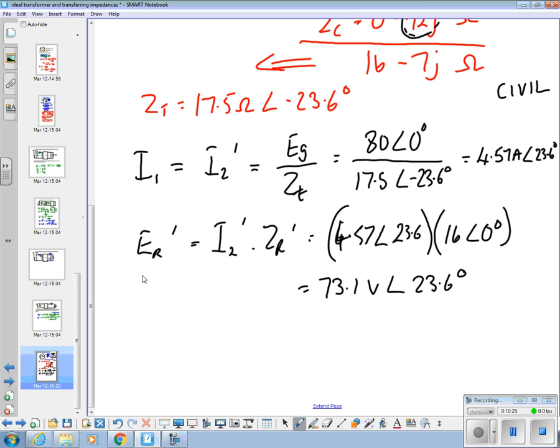I don't know what that was in rectangular now. Just jot them down here. Work that one out in rectangular for us. This value here, 66.9, so plus about 29j. You know where I'm going with that.